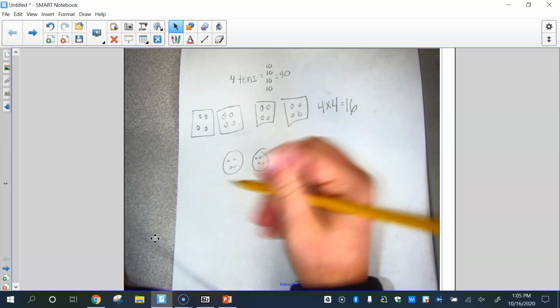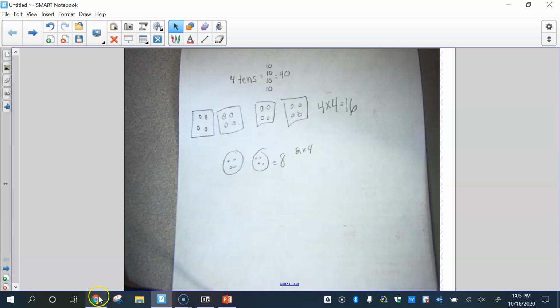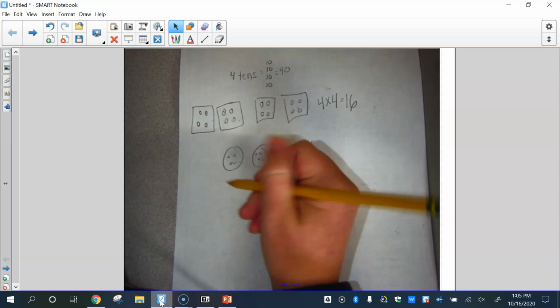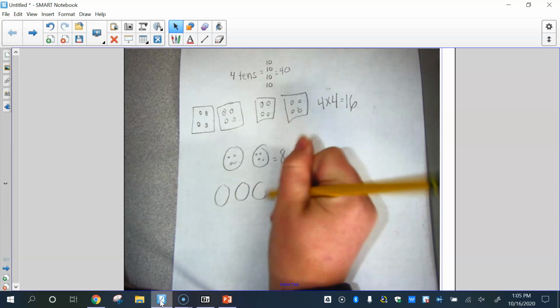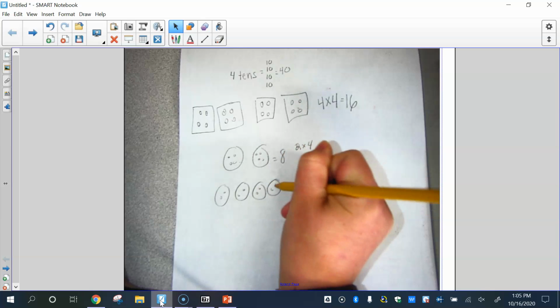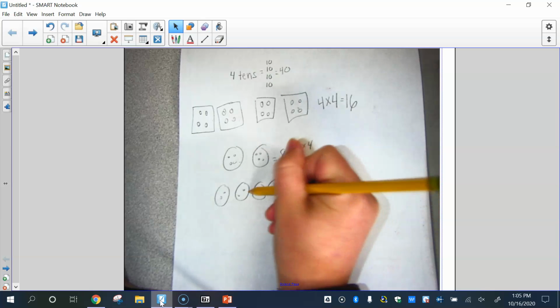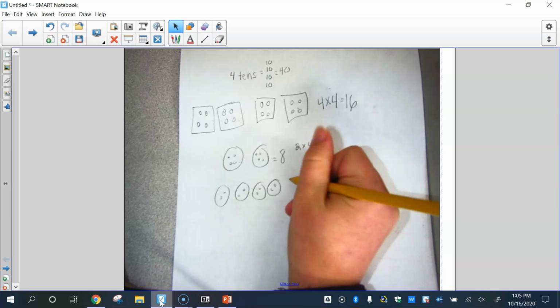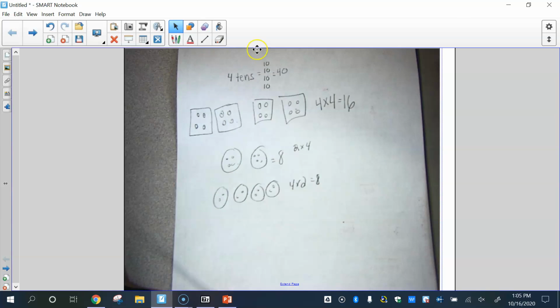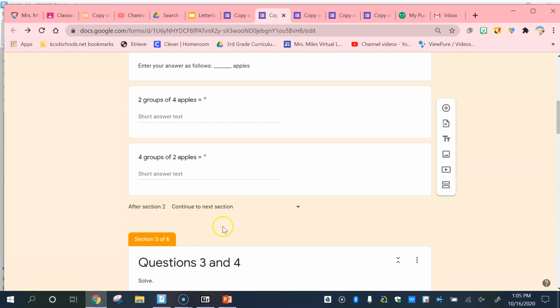What if you had, let's look at the next one, 4 groups of 2 apples? Would that be the same thing? 2, 4, 6, 8. That would be 4 times 2, which equals 8. Great job.